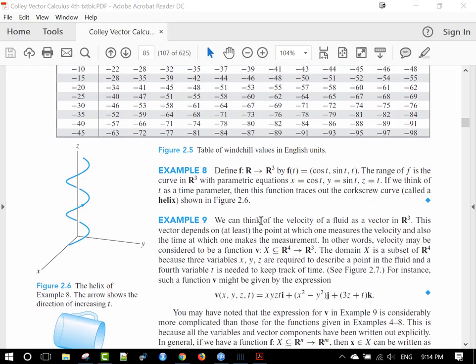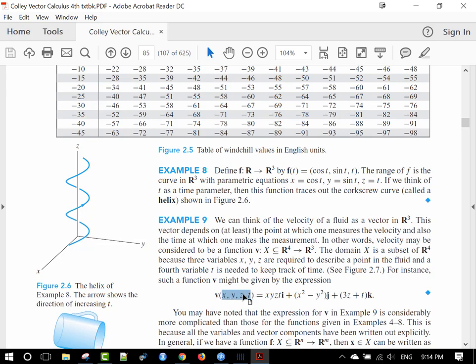Okay, here's another example, talking about the velocity of a fluid. So we can think about a river or any kind of fluid. Of course, we need to specify a point in R3, but we're also going to be including the time. So we're going to be giving the velocity at a specific place and at a specific time. So we're going to allow for the velocity to change over time, even at a particular point.